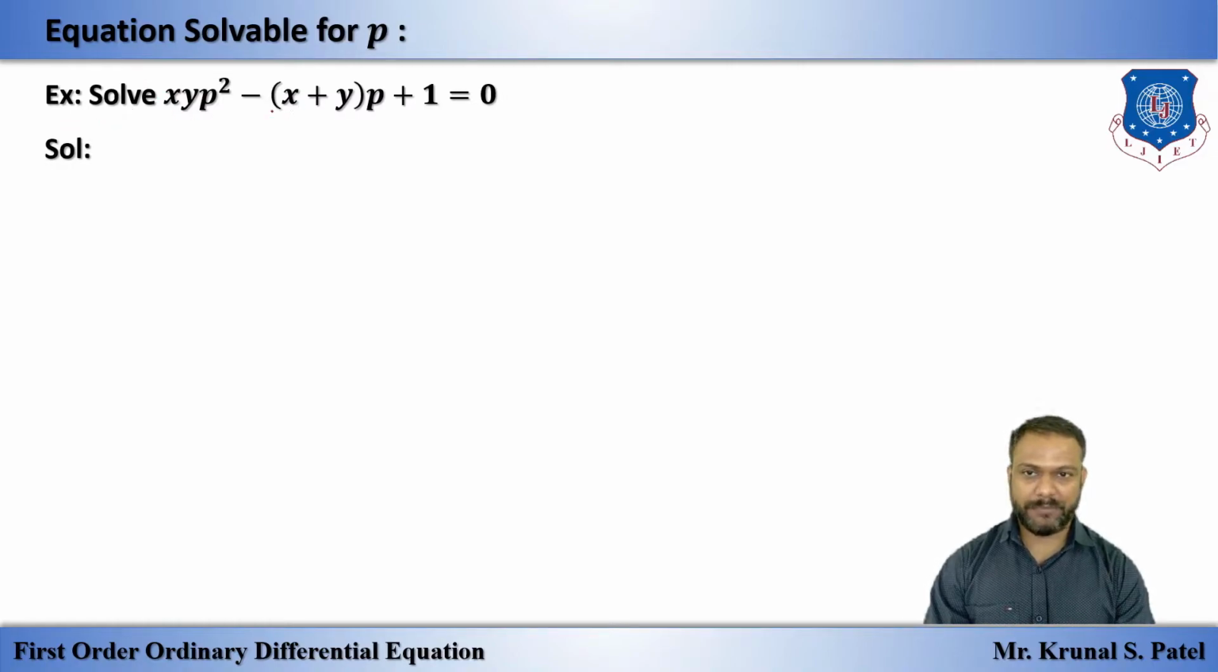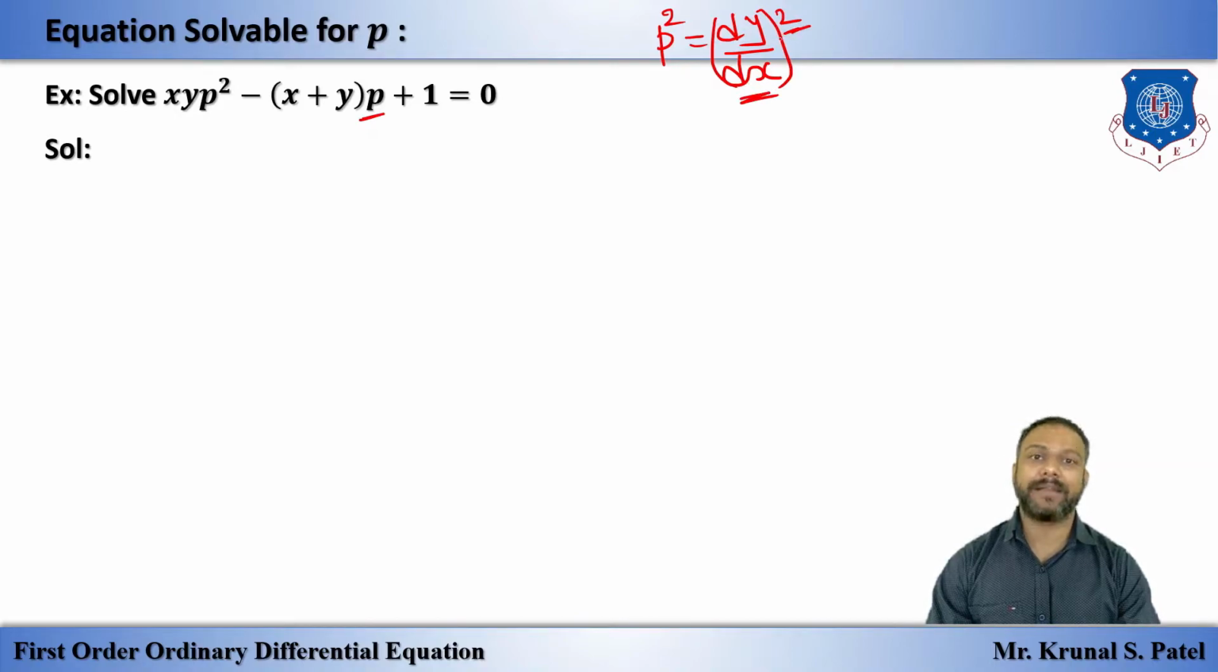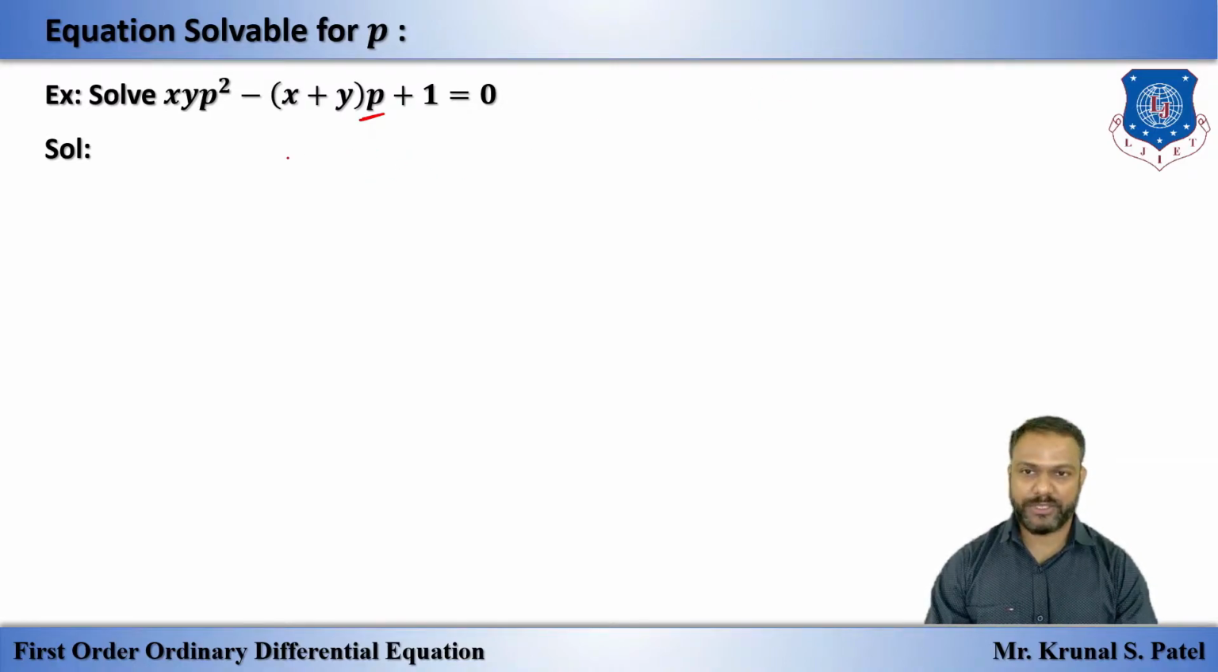So we have this example, you can see here we have x, y and p. This equation is given in the form of x, y and p, and here we know that p is our dy by dx. So p square, that means this whole square. So order is 1 but degree is greater than 1, that means higher degree. So this kind of example we will learn in this lecture.